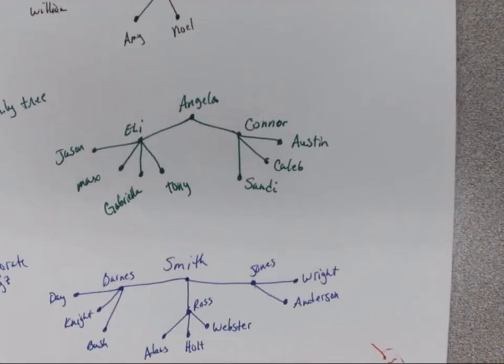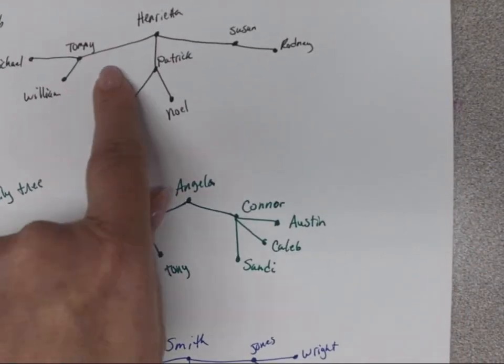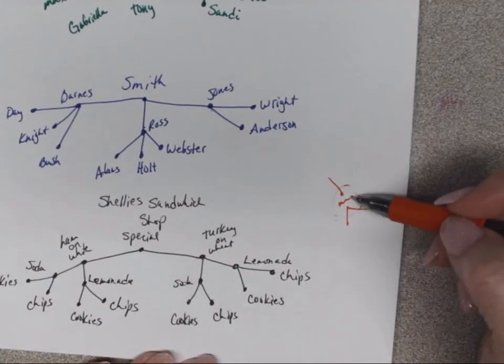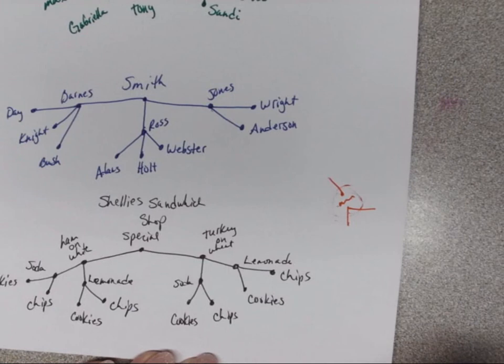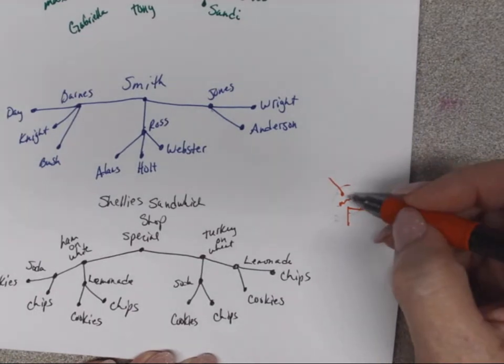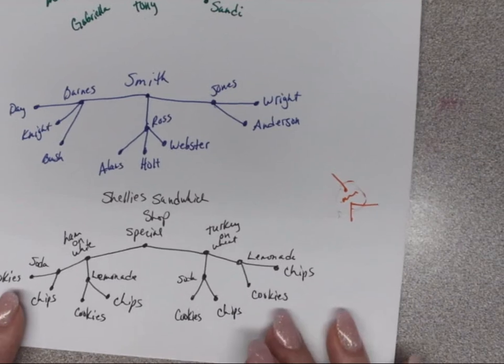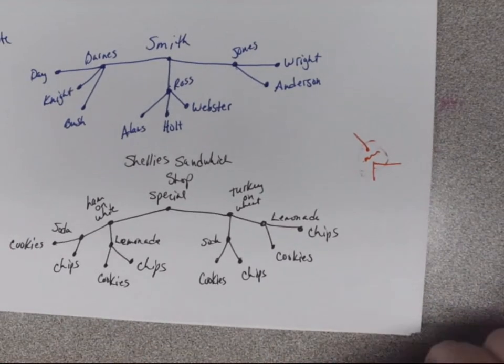You want to have all connected. See how they're all just nice and neatly touching each other? I don't want to see words and a space where it continues on. That is what I call a gap. You want to have the dots all touching the lines. But that's how you do your tree diagrams.